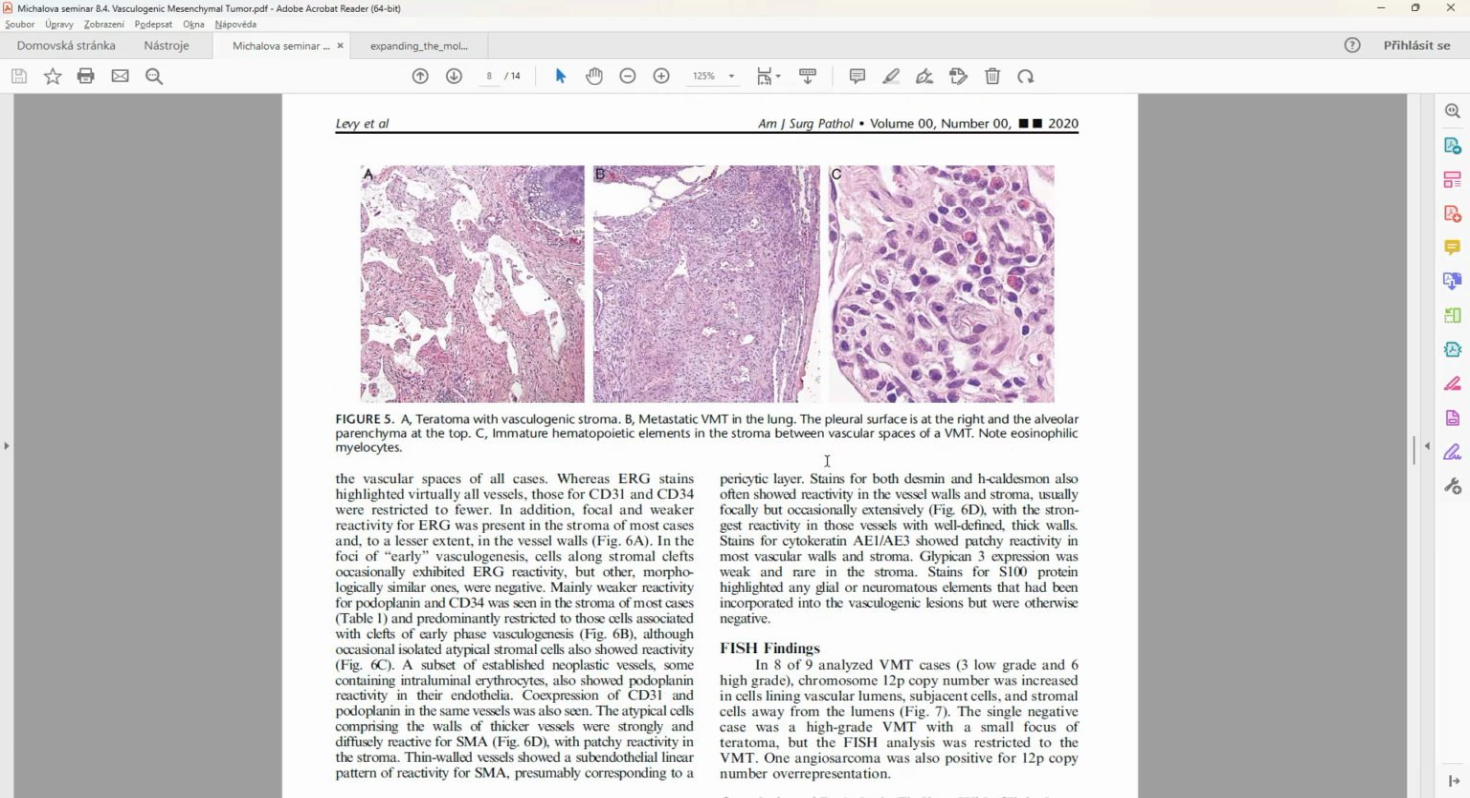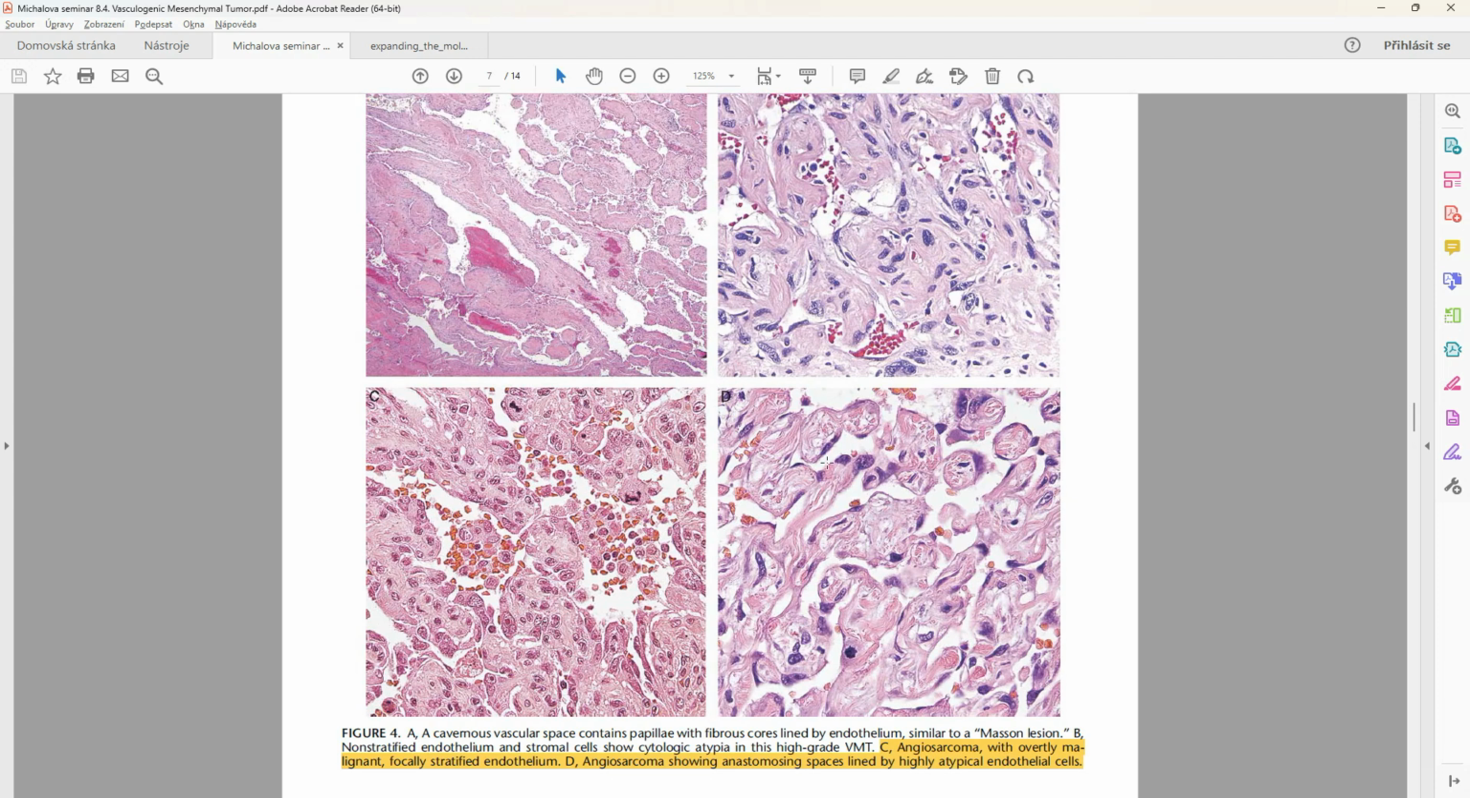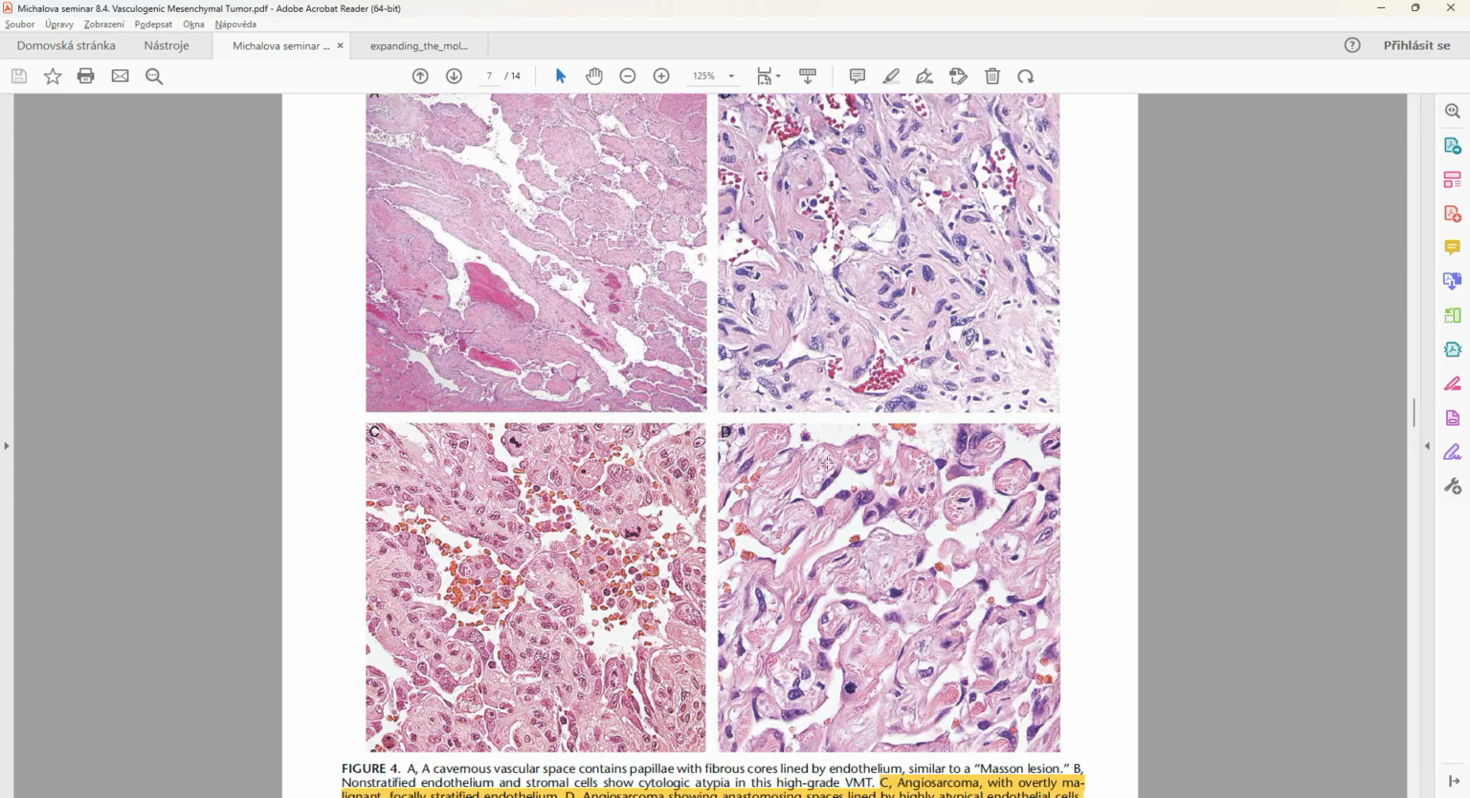If somebody has a better opinion, a better idea what this might be, I'll be glad to hear it. So this is the first quite complicated case. The final diagnosis is angiosarcoma in the ovary, arising probably as a consequence of yolk sac tumor treated by chemotherapy.